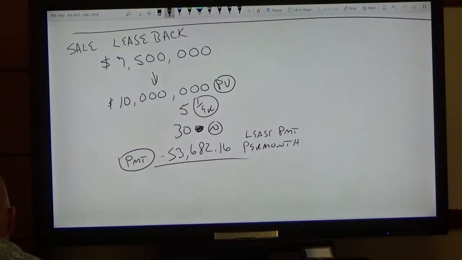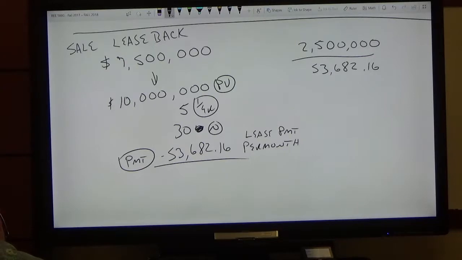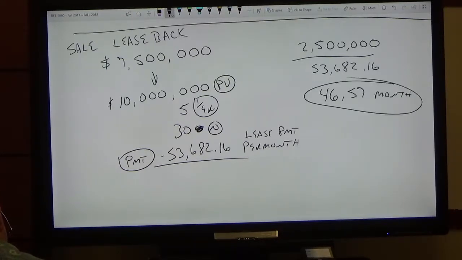I thought it was an easy question. 2.5 million. Okay, 2.5 million divided by 53,682.16. So basically 46.57 months. That's not bad. That's almost 4 years that they could operate this property without ever having to pay any lease payment.